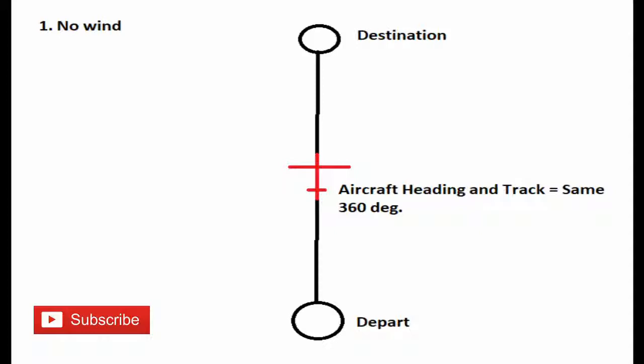So here we are with our first example. It's a wonderful day. There's no wind and we just jump in an aeroplane, depart our airport and get to our destination. For our little example today, 360 is the heading we need. But what happens next if we get some wind?